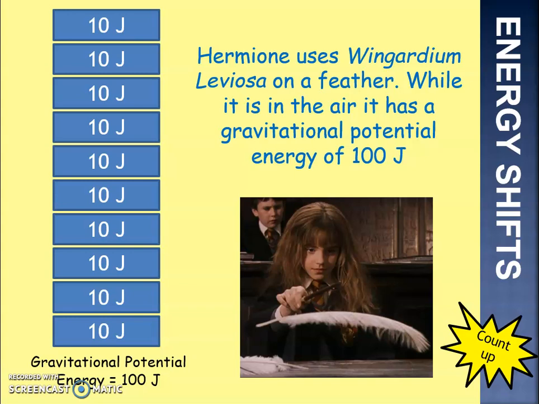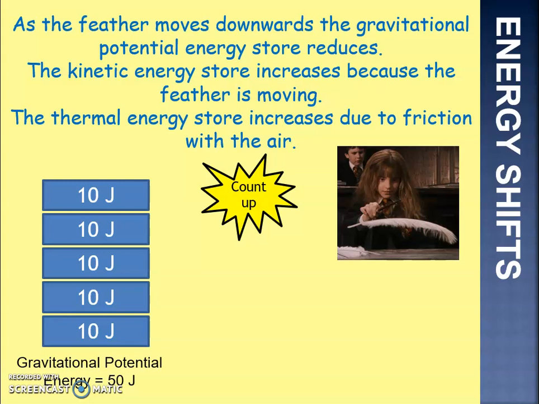So, we've got Hermione using a certain spell on her feather. While it's in the air, it's got a gravitational potential energy of 100 joules. So we've got there 10 blocks of 10 joules as its gravitational potential energy store. Now, as the feather moves downwards, the gravitational potential energy store reduces. Because the feather's moving, the kinetic energy store is increased. The thermal energy store also increases due to friction in the air. Now, if we look, the gravitational potential energy has gone down. It was 100, it's now 50.